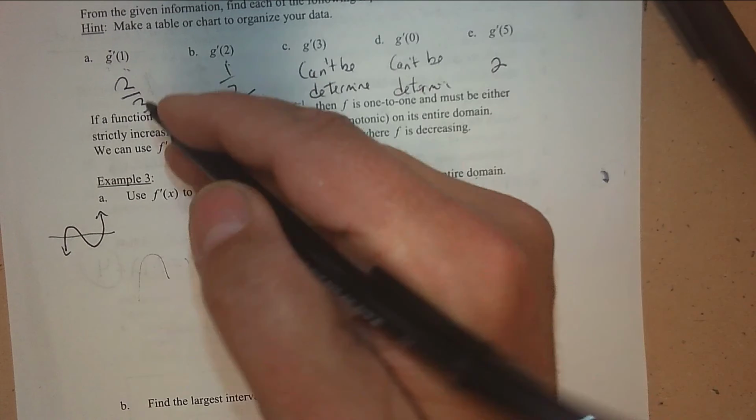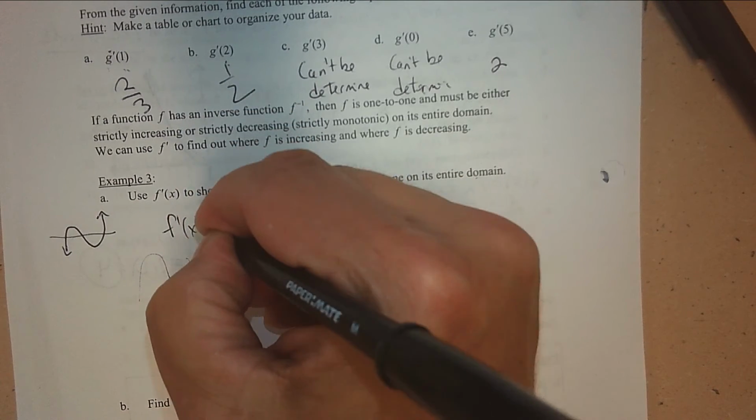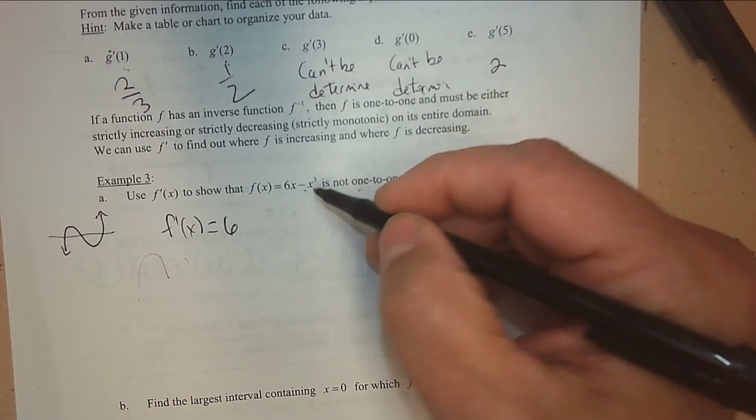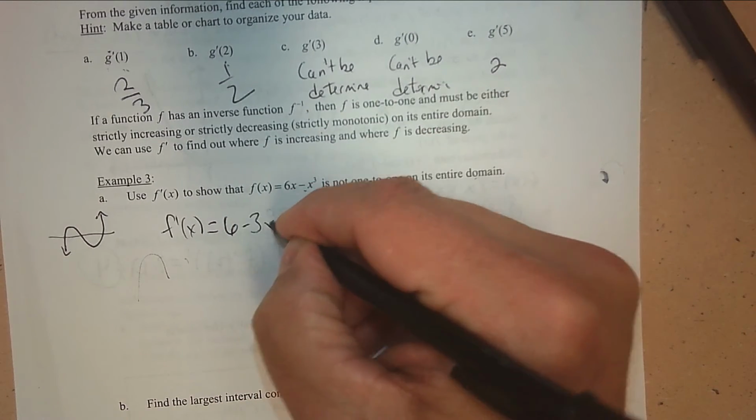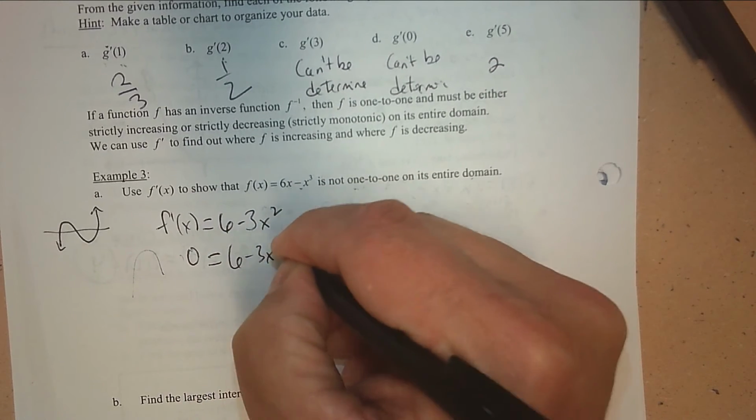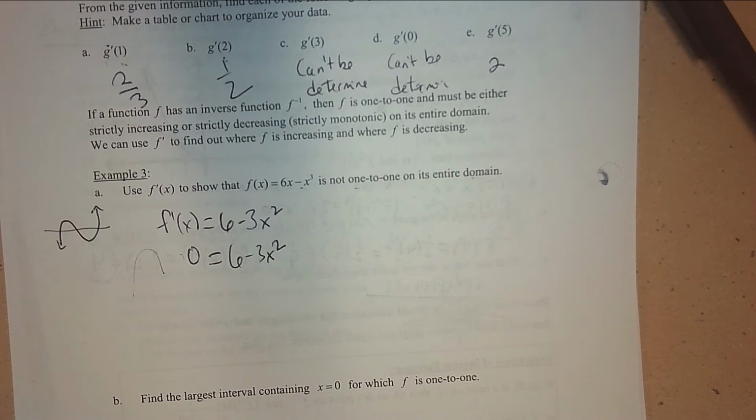So to do that, first thing I'm going to do is find the derivative of f of x. What's the derivative? 6x is just 6, and negative x cubed would be negative 3x squared. Make it equal to 0. What we're testing to see is if there's any local max or mins, to see if it actually changes from increasing to decreasing anywhere. So how would you solve for x?